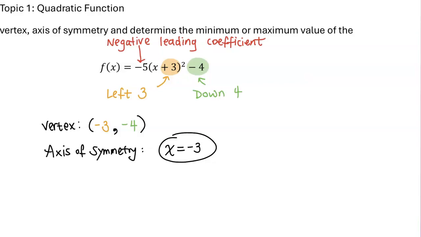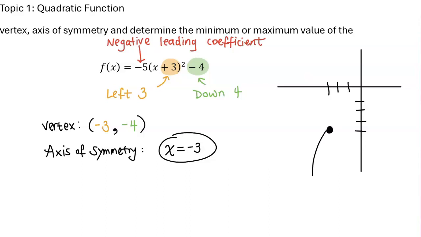So watch this for me. I'm going to sketch a graph. I'm just going to plot the vertex at -3. Go 3 to the left, down 4: 1, 2, 3, 4. And I will have a point right there. That will be the vertex of this parabola. And the graph will be opening downward from it because of the leading coefficient that is negative. So the graph goes downward.